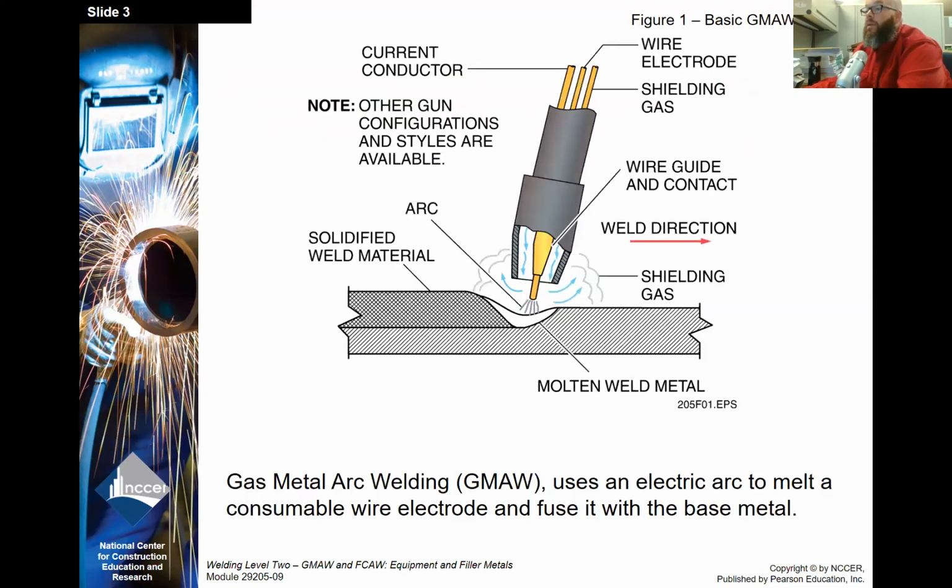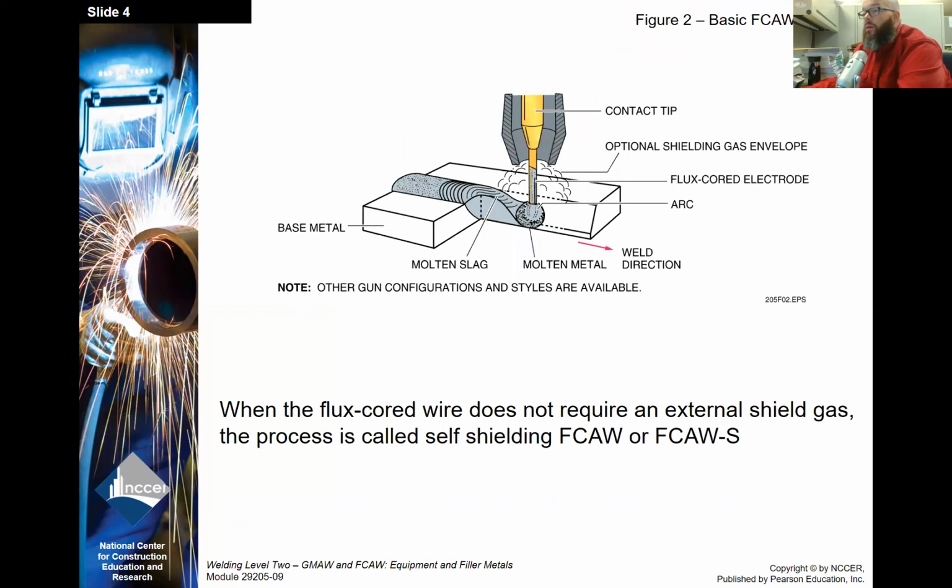All right, gas metal arc welding uses an arc to melt a consumable wire electrode and fuse it to the base metal. When the flux core wire does not require an external shielding gas, the process is called self-shielding, or FCAW-S.